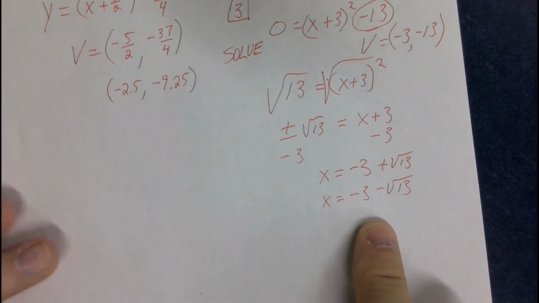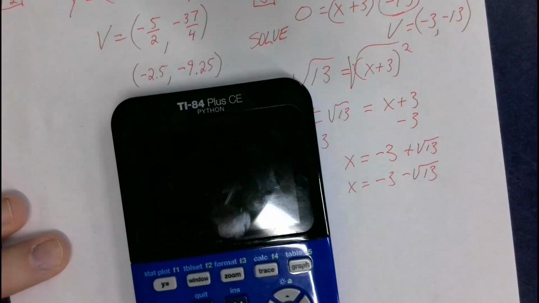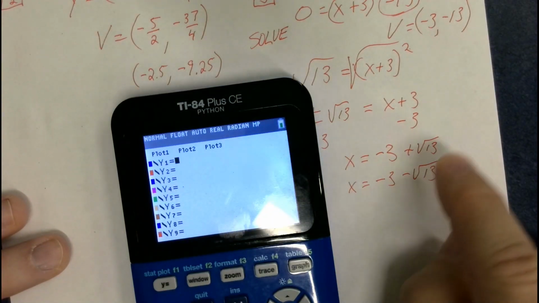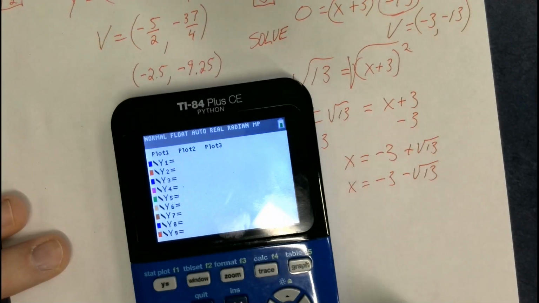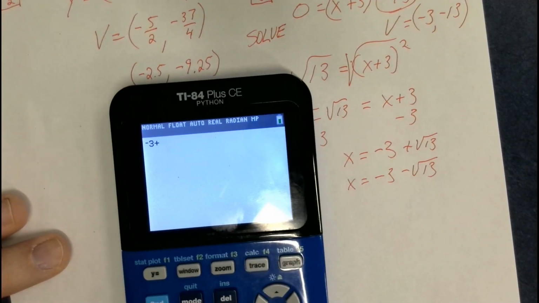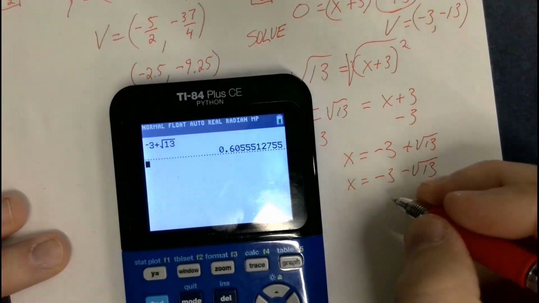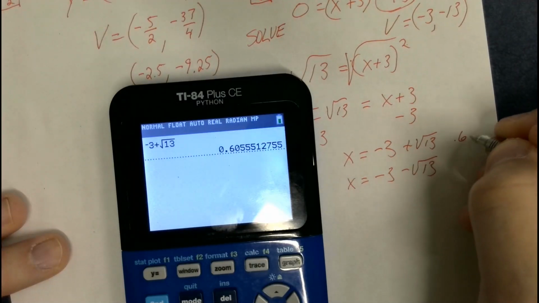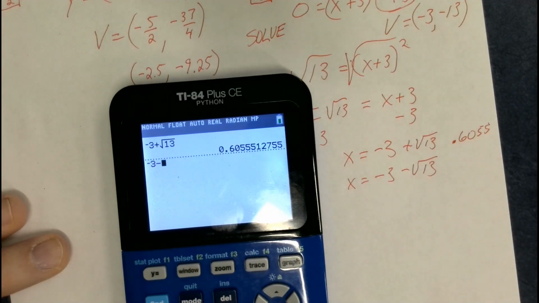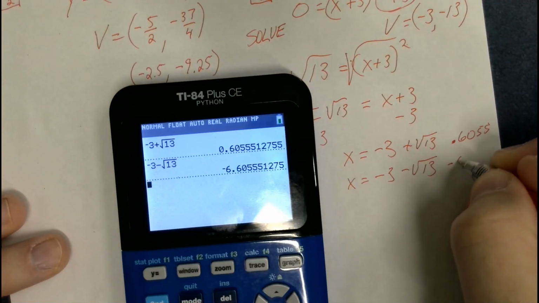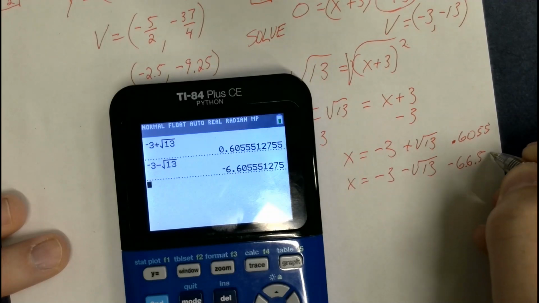Now those numbers might look a little funky, but we can go ahead and take our handy dandy little calculator if we want to know the approximations. Again, on the test, that is a great answer. Leave it just like that. I go to my home screen, I clear that out, and I put in negative 3 plus the square root of 13. That gives me 0.6055, and negative 3 minus the square root of 13, and that gives me negative 6.6055.